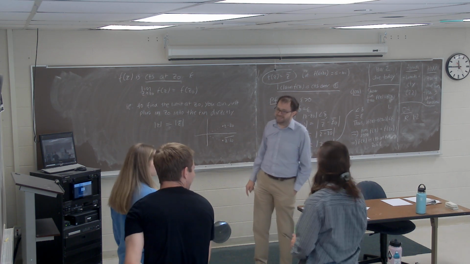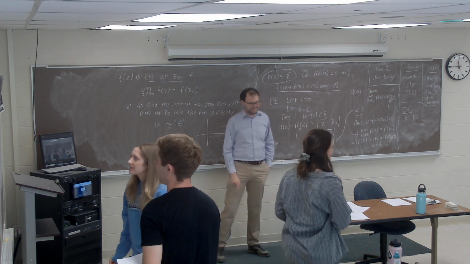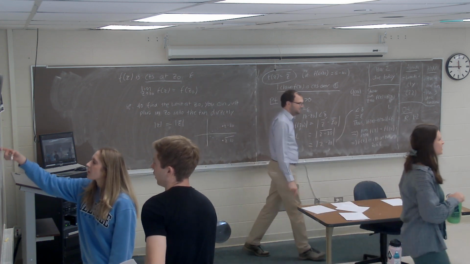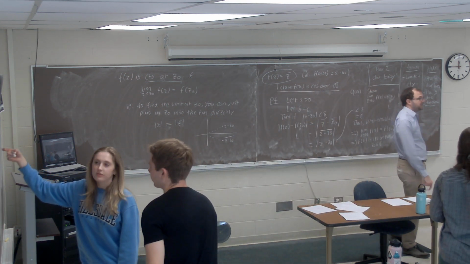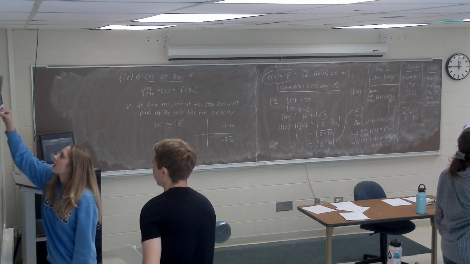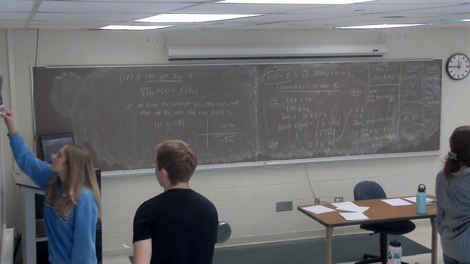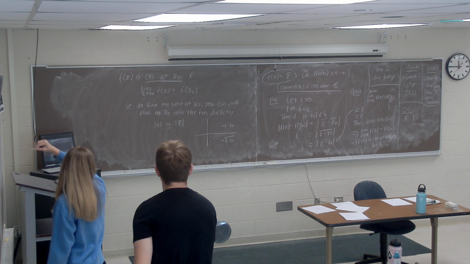So if we want this to be less than epsilon, now we have to find something in terms of n. Do these both kind of make sense to the two of you? Yeah, it's making more sense. Cool.